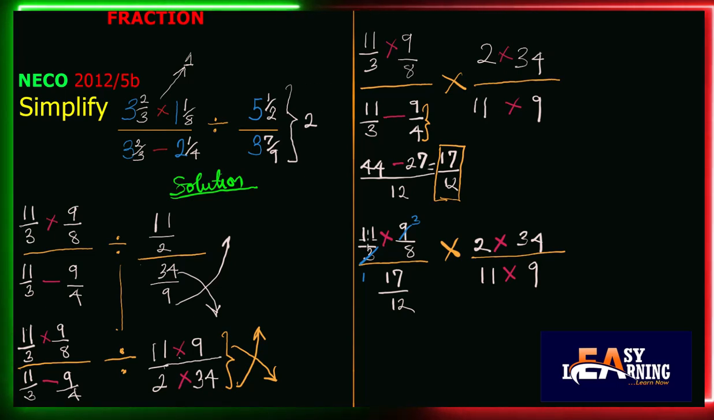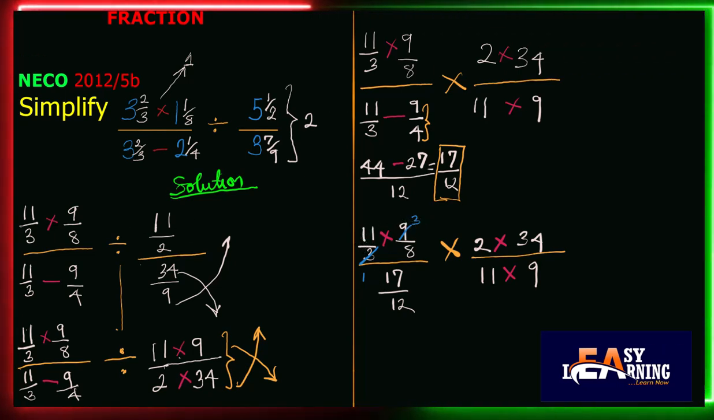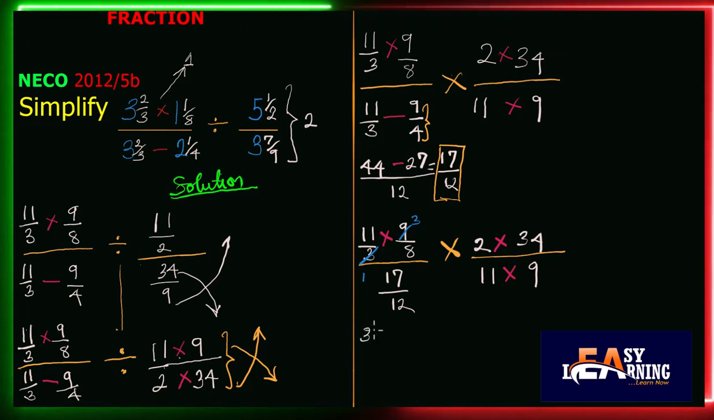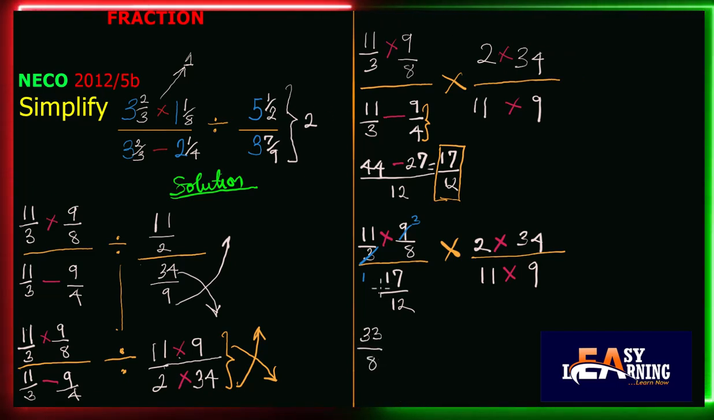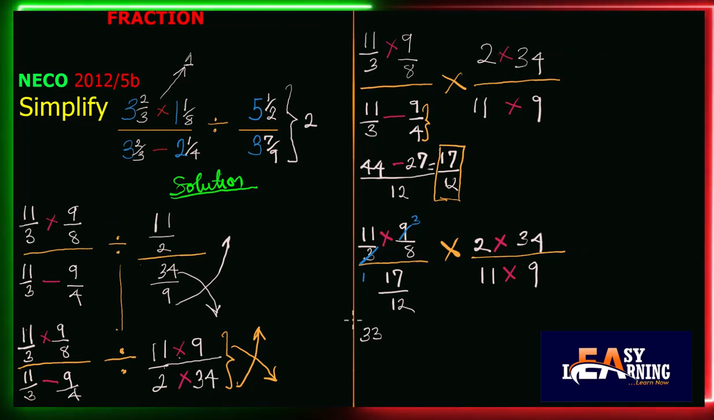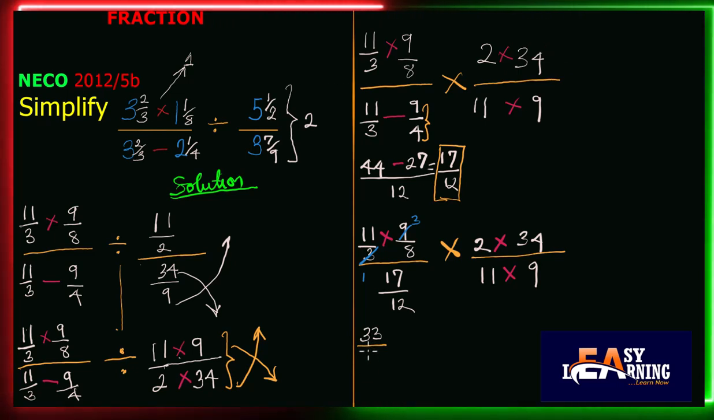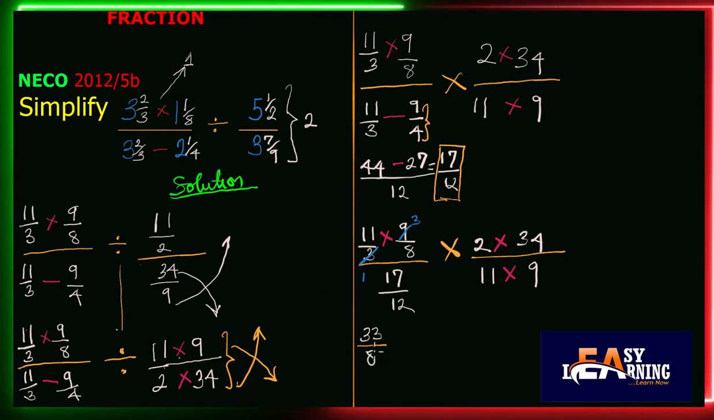So we can multiply this out: 11 times 3, and 11 times 3 will give us 33. 33 over what? Over 8. Yes, 33 over 8. All right, that's correct. Let's get it right, 33 over 8. I want to maintain my color so it could be distinct.